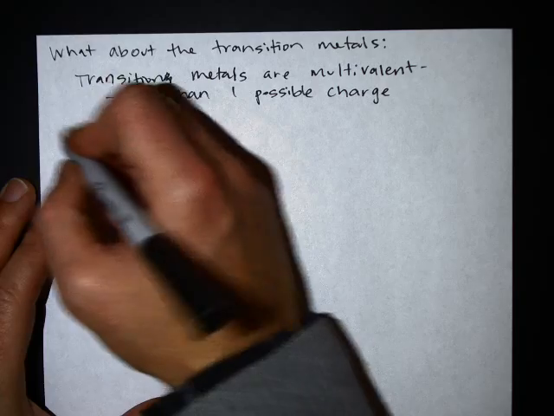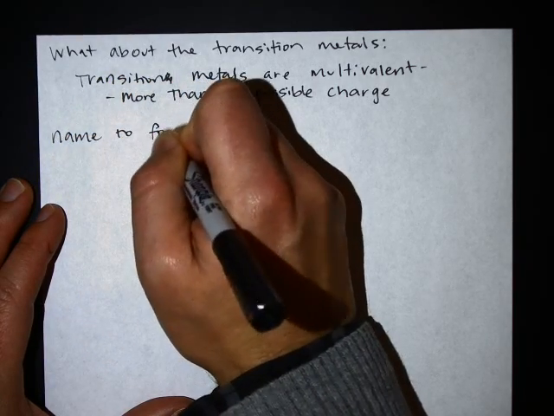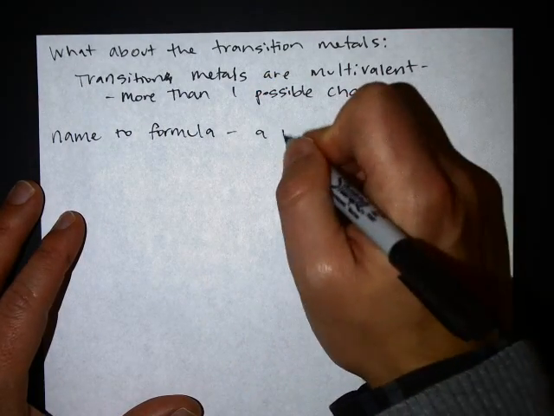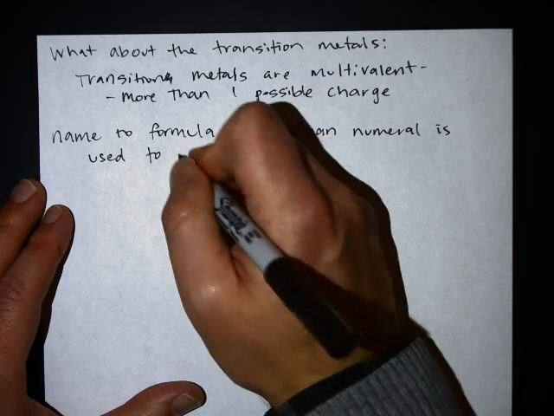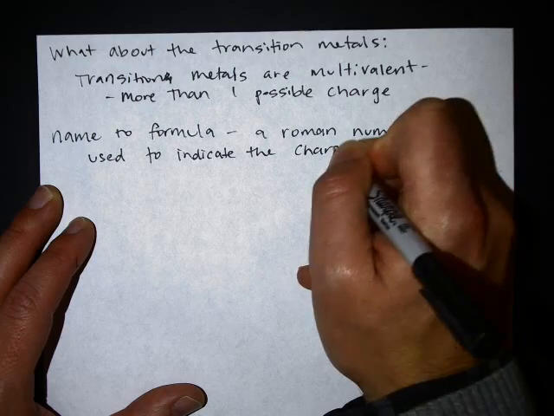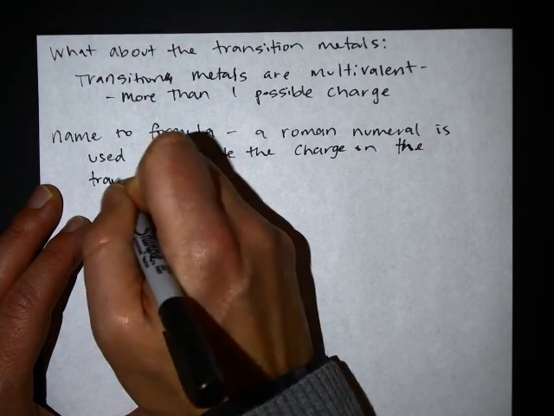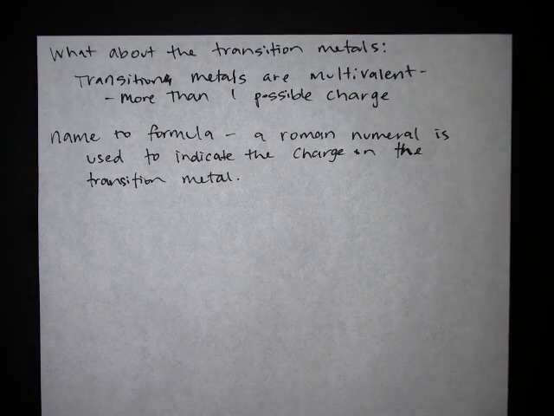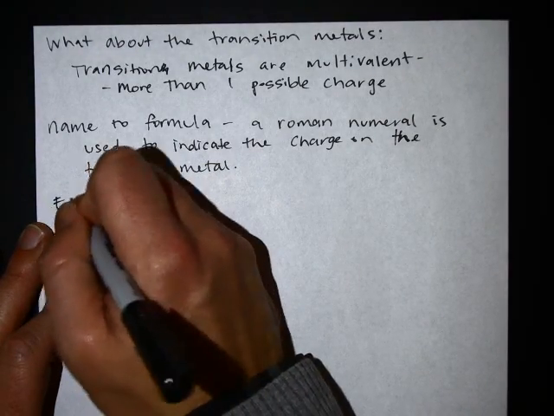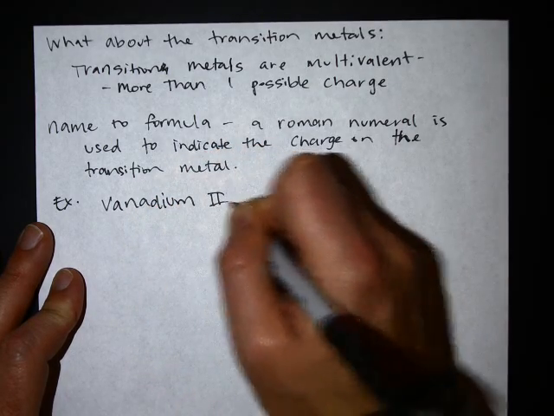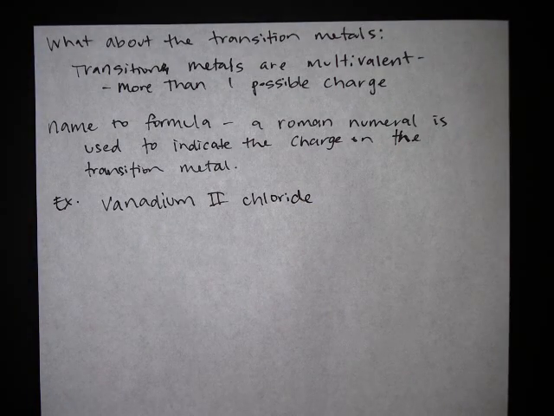So the easiest way to do it is when you're going from the name to the formula. In that case, a Roman numeral is used to indicate the charge in the transition metal. And that's actually helpful to you. So, for example, if I told you that I want you to write the formula for vanadium 2 chloride, that 2 is the charge on vanadium.